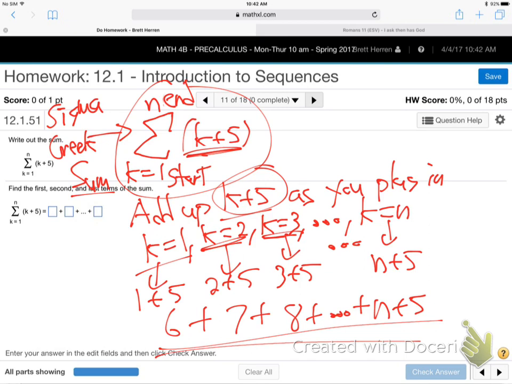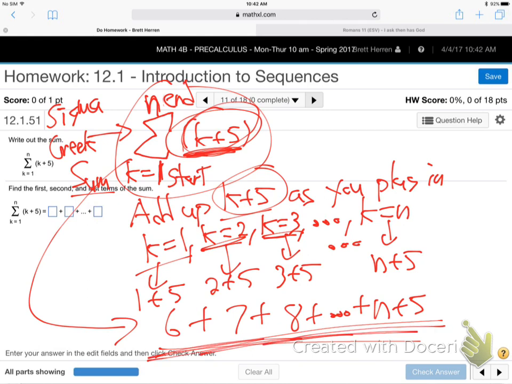That's what that Greek symbol means. It means add up this formula, starting at 1, ending at n, keep plugging in to the k plus 5 formula, and add them all up. That's what the Greek S is, sum them all up. So that's what we get.